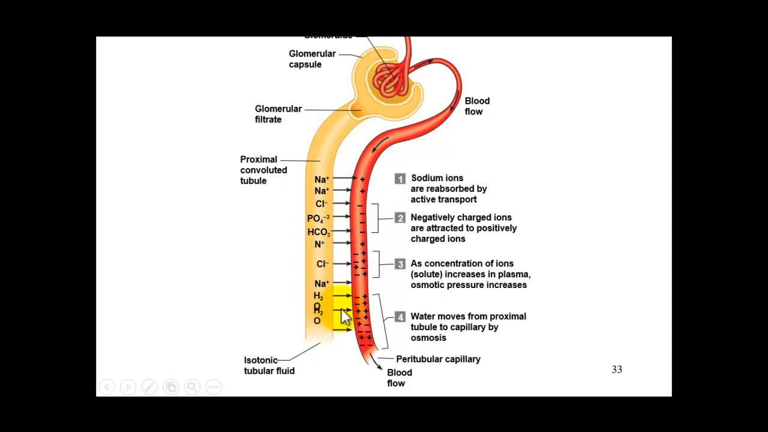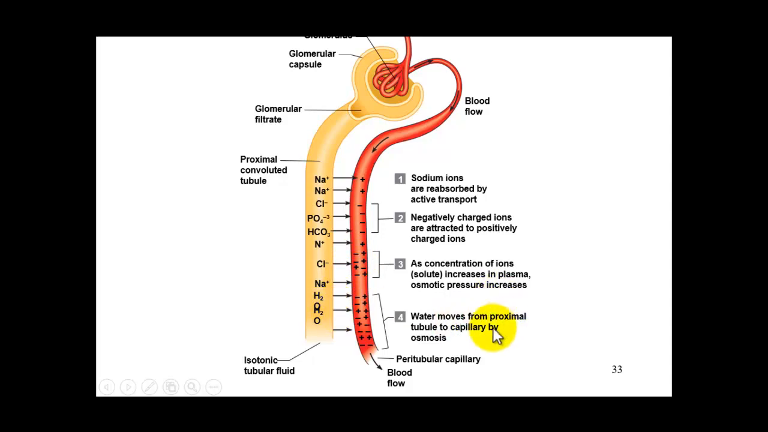Water goes by osmosis, but sodium ions, they're pumped out. It's not showing it here, but glucose is being actively transported out. This is nitrogen. It says negatively charged ions are attracted to positive ones. So if sodium is being pumped out, chloride, phosphate, bicarbonate are following it.